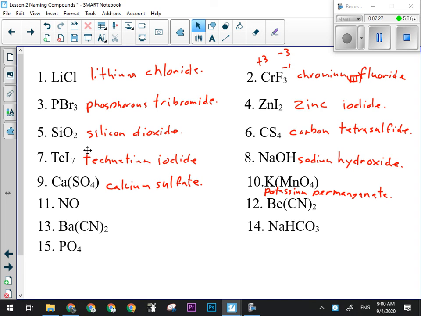Okay, how many people are done the rest of those? Okay, I'll give you like another minute here just for those of you that aren't quite done, and then we'll go through the rest. All right, let's look at the rest of these here. Okay, so number 11, I've got nitrogen and oxygen, ionic or molecular? Molecular. All right, so this is nitrogen monoxide.